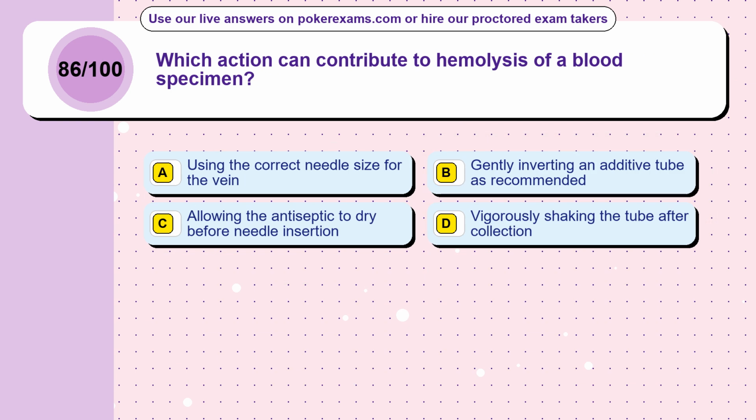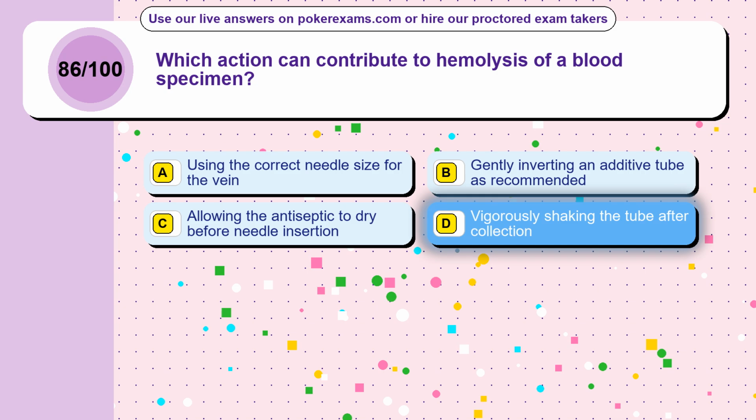Question 86. Which action can contribute to hemolysis of a blood specimen? Option A. Using the correct needle size for the vein. Option B. Gently inverting an additive tube as recommended. Option C. Allowing the antiseptic to dry before needle insertion. Option D. Vigorously shaking the tube after collection.